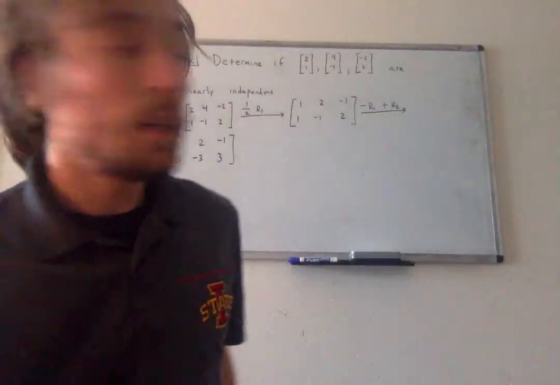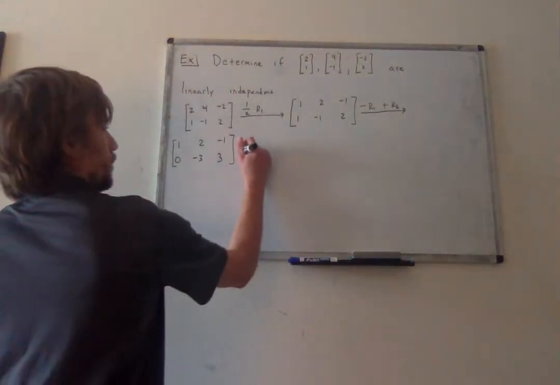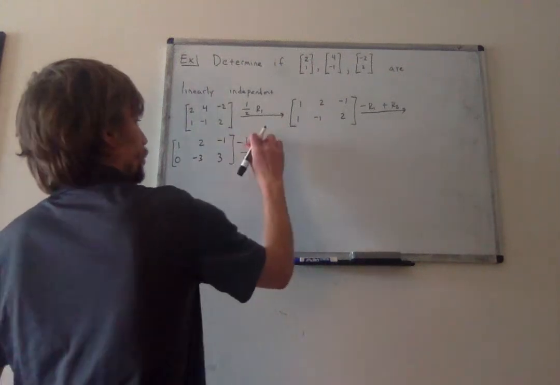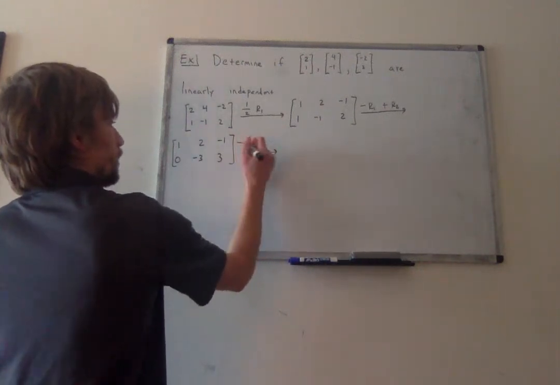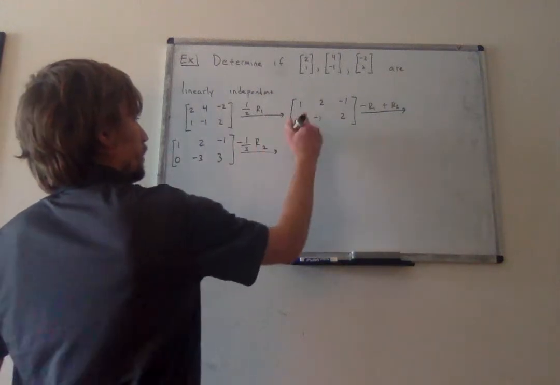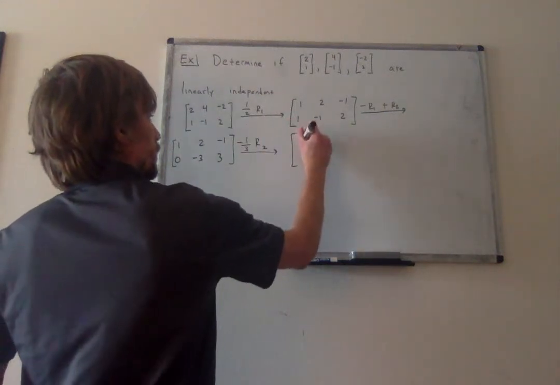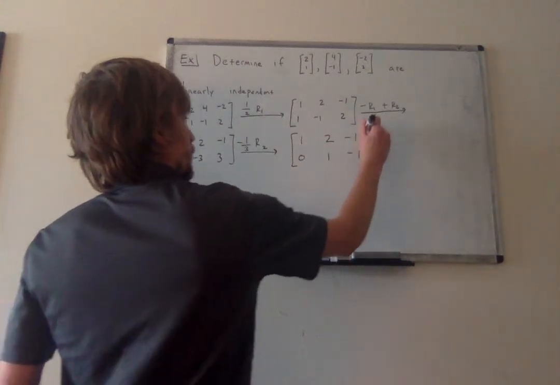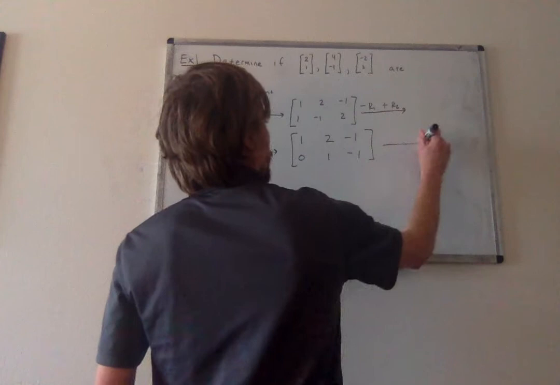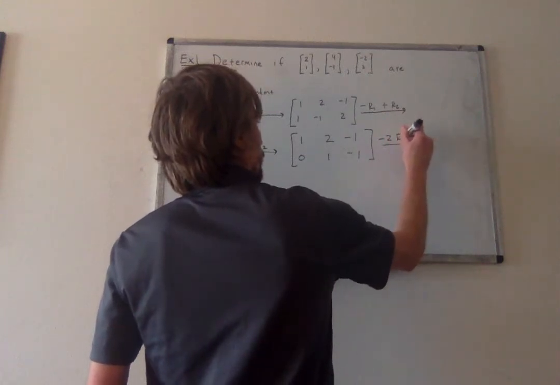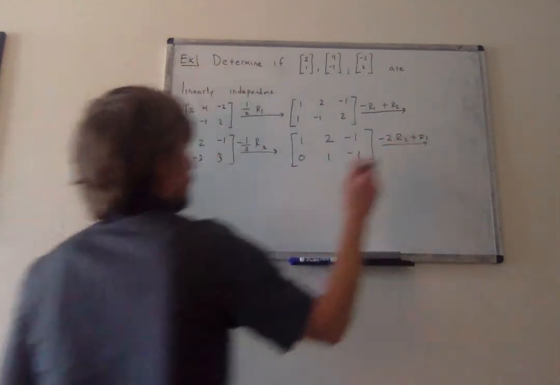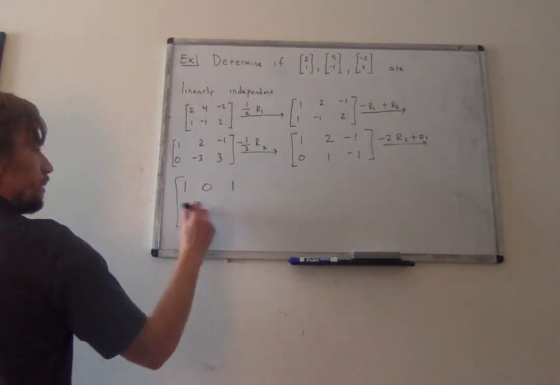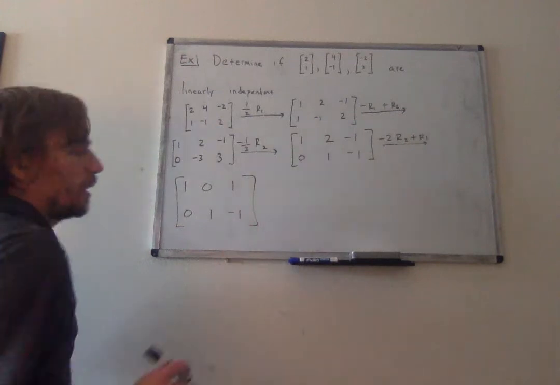All right, I'm back. Now we're going to divide row 2 by -1/3. Now we'll do -2 times row 2 plus row 1. And that leaves us with the following row reduced echelon matrix.